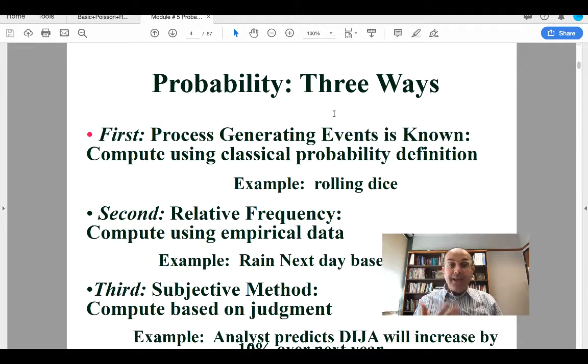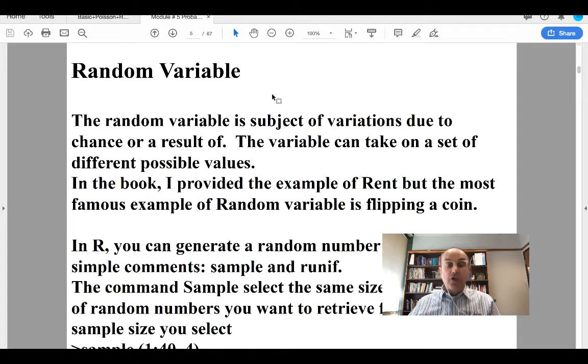The third is the subjective method, and this is based on judgment. For example, we are going to see a lot of politicians saying, "Oh, I'm going to win the election." This is a subjective method, and how the politician makes this ruling is something that we need to judge and be critical of.